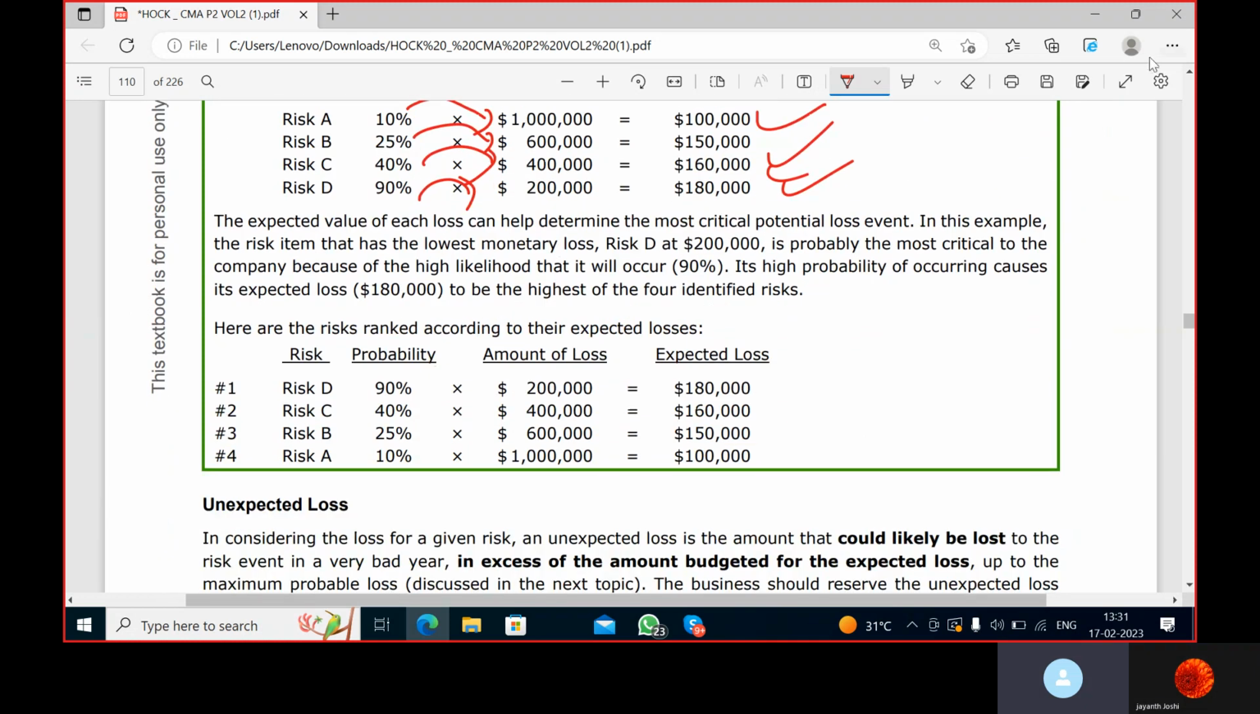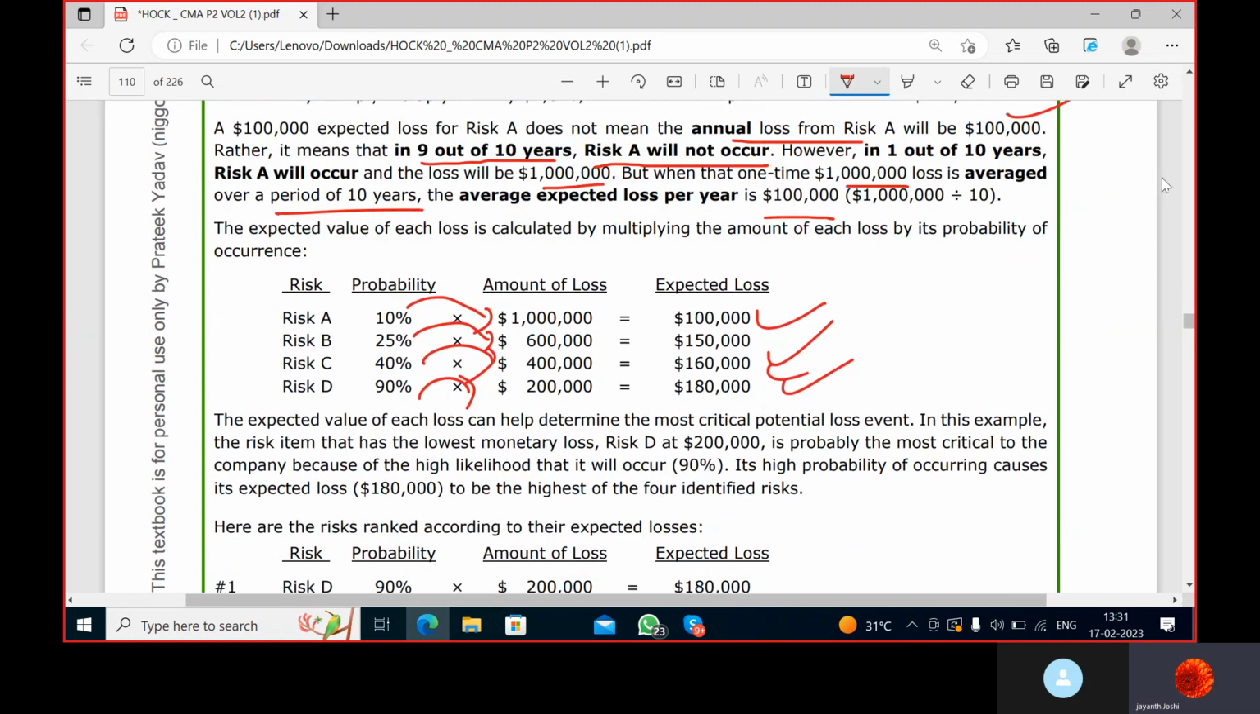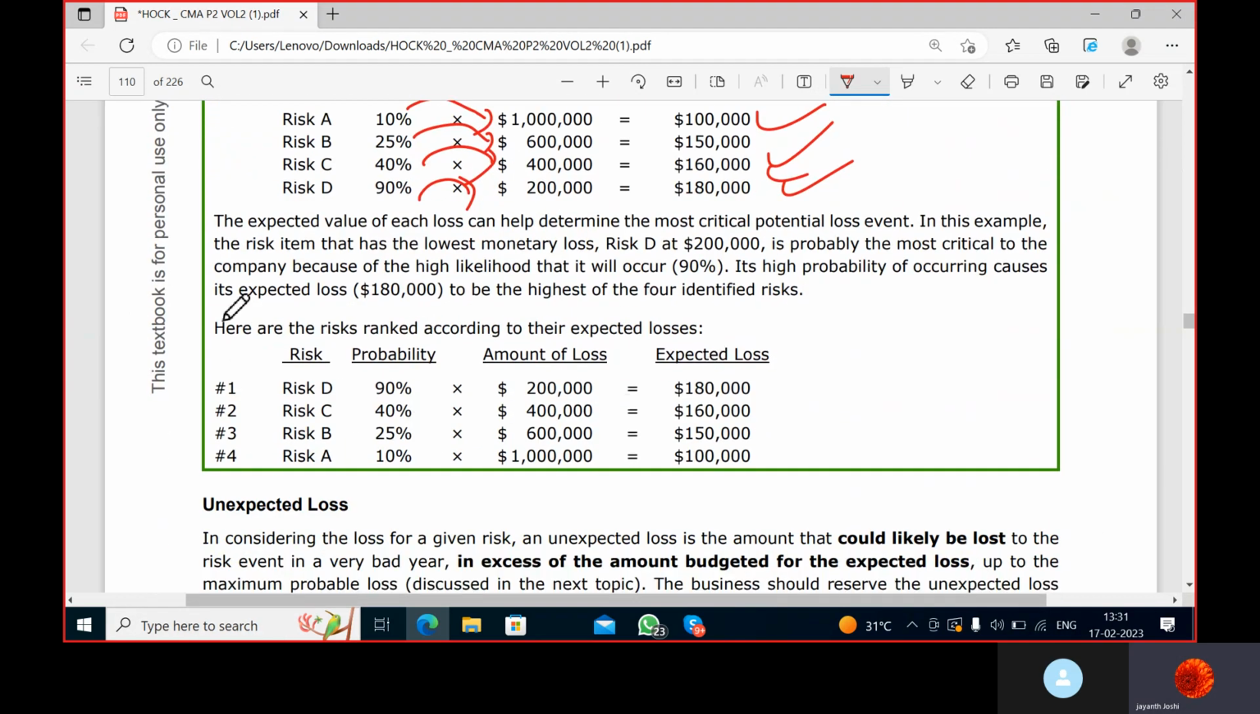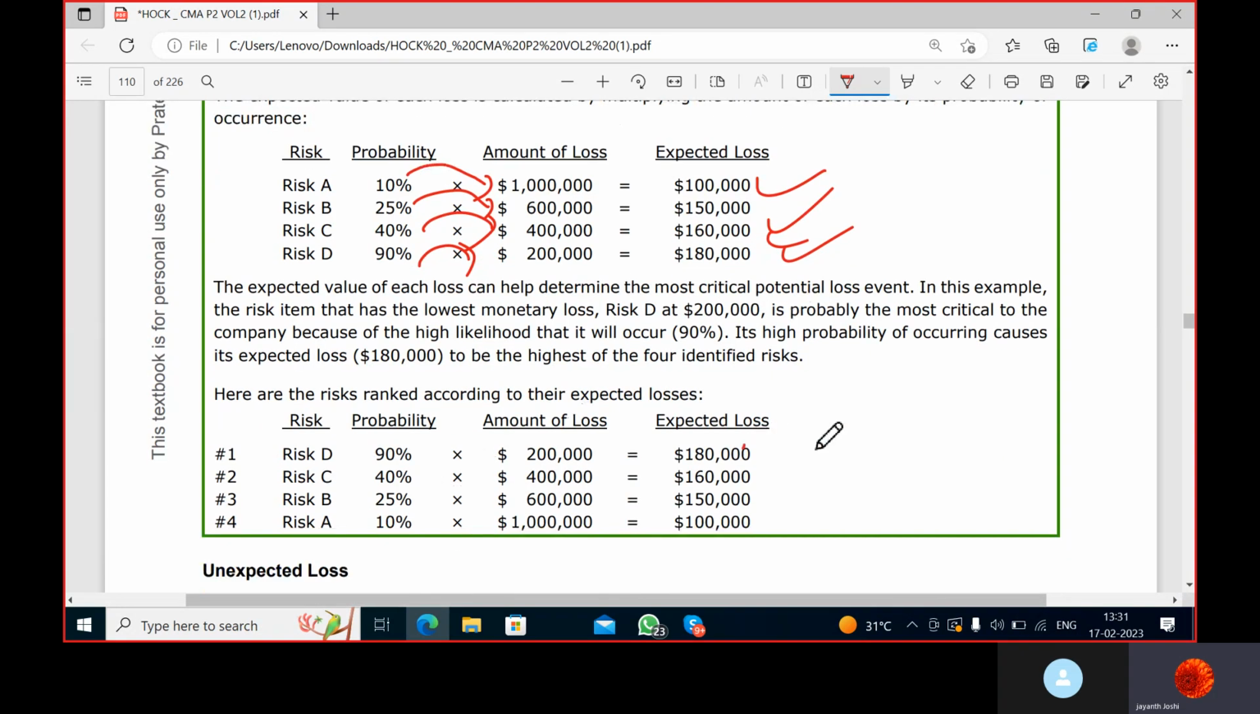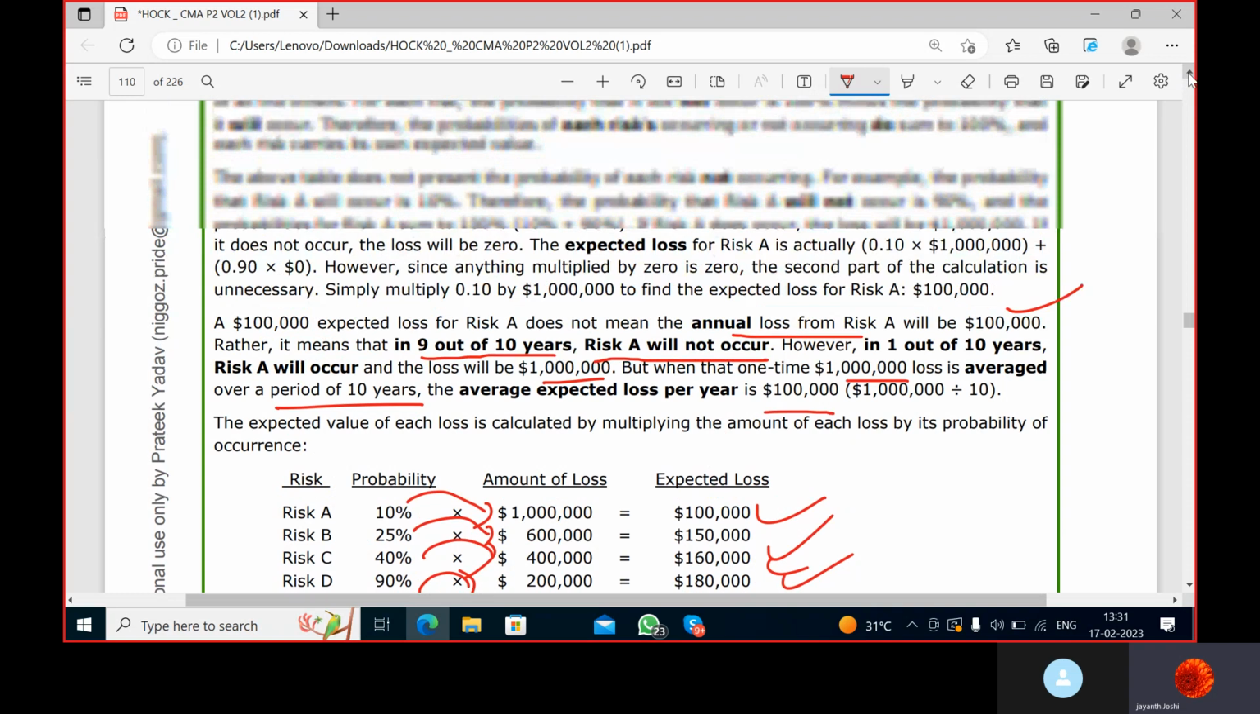10% of 10 lakh, and this is not occurring. Here are the risks ranked according to their expected losses. Once we find out the expected losses, we can rank them. This is 90% chance it will occur, 40%, 25%, 25%, 10%. So you can just have a look through this question. We'll move forward.